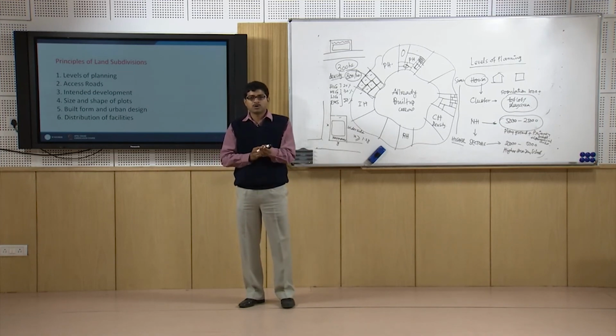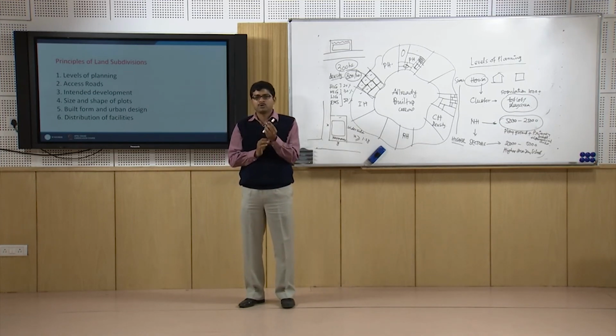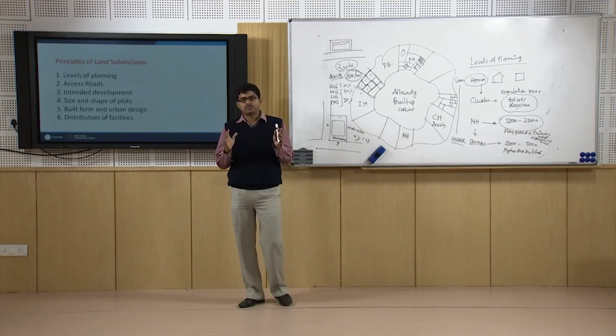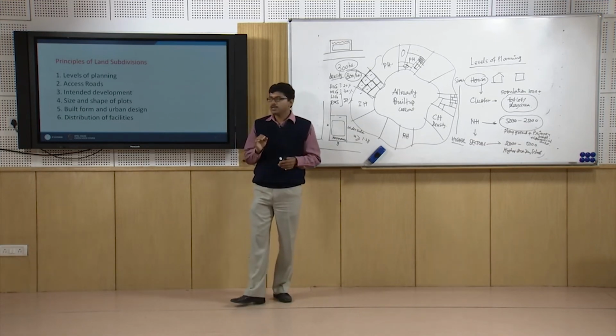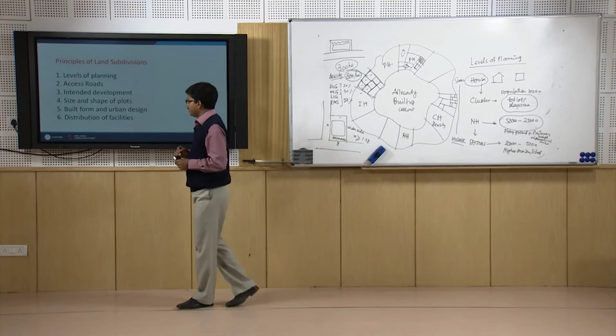If it is a 10-member cooperative, or a 20-member cooperative, or a 40-member cooperative, the land size will vary accordingly and proportionally. That is the essence of land subdivision.